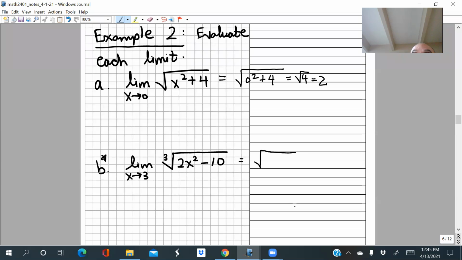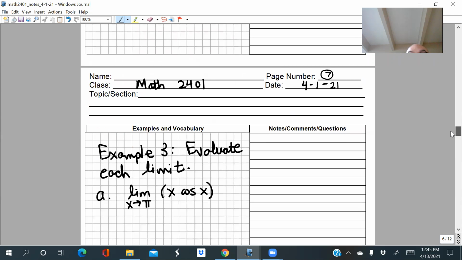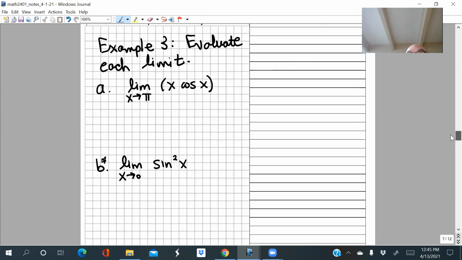You can evaluate this limit just by plugging 3 in for x. So you get the cube root of 2 times 3 squared minus 10. So that's the cube root of 8, which is easy. That's 2 again. All right. So this limit also is just going to be 2. So the notion of continuity there really greatly simplifies, sometimes almost trivializes, the idea of computing limits.